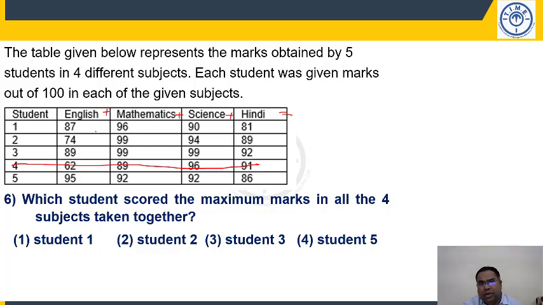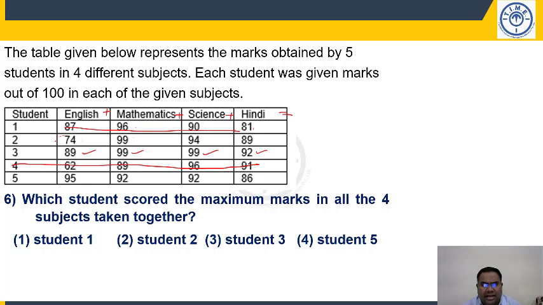Now instead of doing these totals, as I told you in the previous question, similarly you can try something here also, right? So student 1, student 2, student 3, student 5. Try this, students. Observe these. 87, 97, 98, 99, it is more. 96, 99, 99, it is more. 90, 94, 99, it is more. 81, in all 4 subjects, student 3 is more.